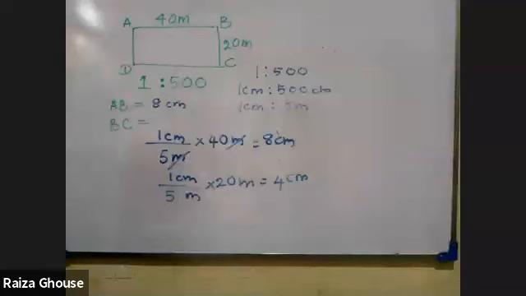Write down. Join two opposite vertices, join the two diagonals. Vertices and diagonals both are same. Diagonals. And calculate the true length of the diagonal.